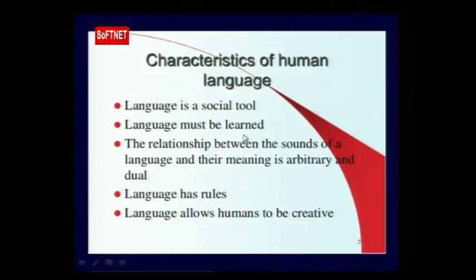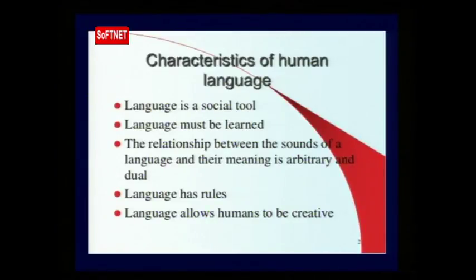The second characteristic of human language is it must be learned. We all learn language at different levels. When the child is born, the child learns language from his or her mother, then the father and the people at home. So first language is learnt at home, and then when the child moves on to school, the child picks up the language from the teachers and her friends at school. So therefore the second characteristic of language is it must be learned.